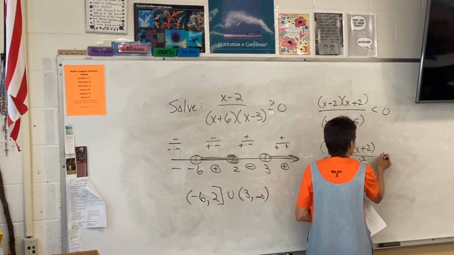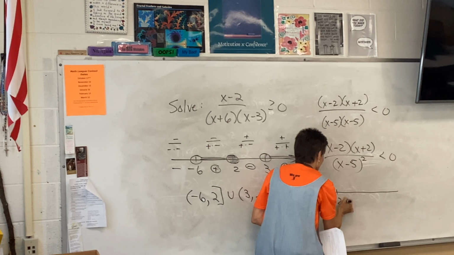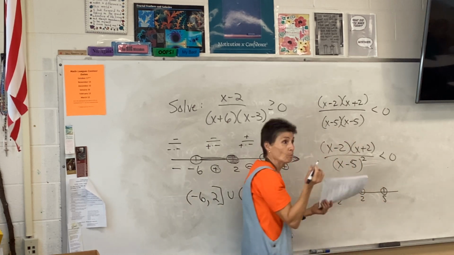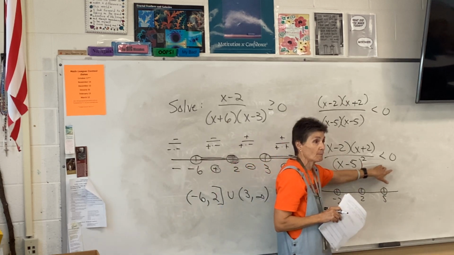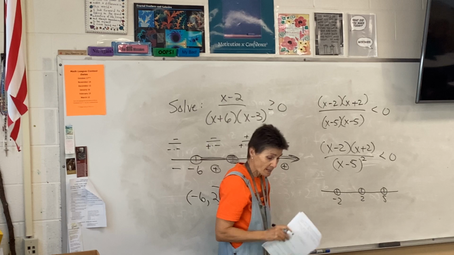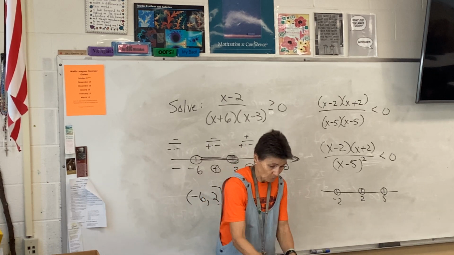So where are the dots on the number line going? -2, 2, and 5. And they're all open this time because of the symbol in the problem. All right, go ahead, do your sign chart, see what you can come up with as solutions.